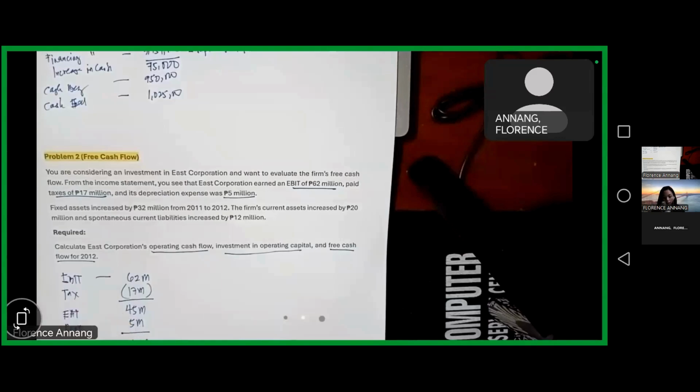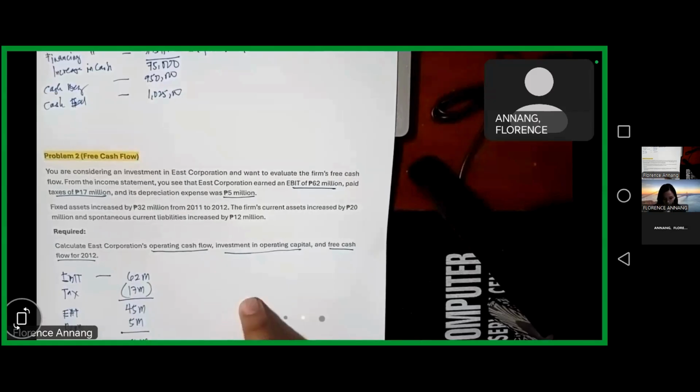Why did we add depreciation? Because it does not form part of our cash outflow. It was deducted in your EBIT. When you compute your accounting income, it was deducted. However, there is no actual cash outflow. Kaya ina-add natin siya to get our operating cash flow.